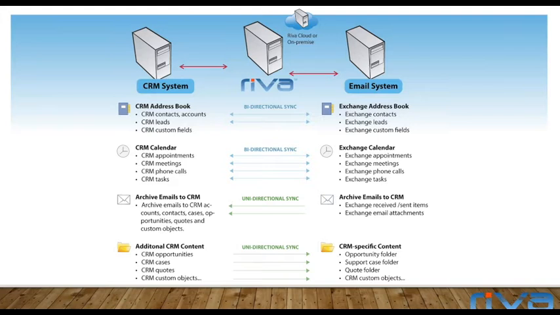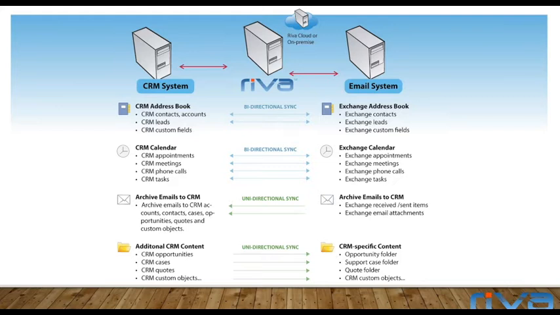What you're looking at here is a very high-level architectural diagram of how and what Riva syncs. Utilizing web services and CRM's native API, Riva sits in the middle, connected as a server-to-server sync, providing transparent, bi-directional synchronization of contacts, leads, accounts, meetings, calls, and tasks. And then thanks to the Smart Convert drop folders, which I will discuss, Riva easily syncs emails to contacts, accounts, cases, opportunities, quotes, and custom objects.